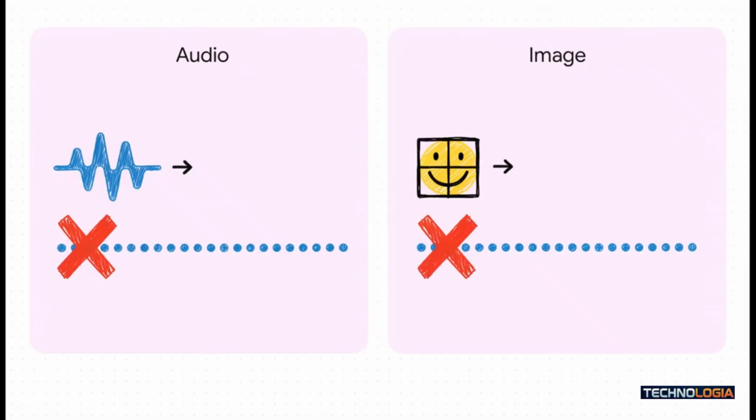Audio data is sequential, right? One moment in time follows the next. An image has a spatial structure. Pixels are right next to each other in a 2D grid. A generic, fully connected network, no matter how wide or deep you make it, just sees a giant flat list of numbers. It completely ignores that beautiful inherent structure. And that's just a wildly inefficient way to learn.